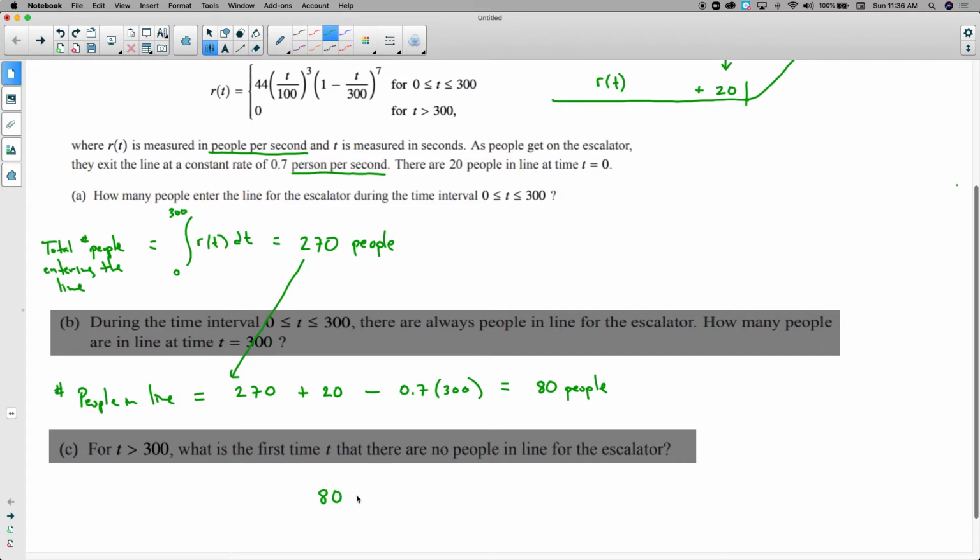And then people are leaving the line at a rate of 0.7 t. So what we want to know is, when is this equal to 0? That's just a quick little algebra problem. I'm not going to do that problem. I'll save that for you to do. That's sort of too easy for a calculus class. But that is 114.28.